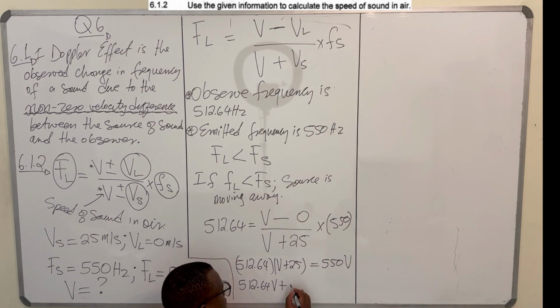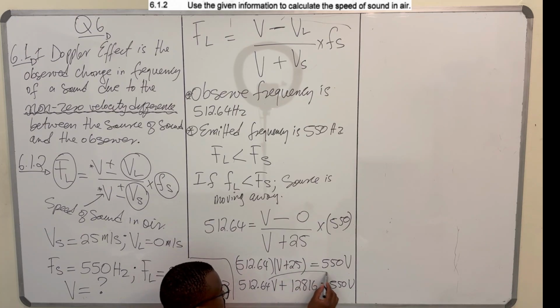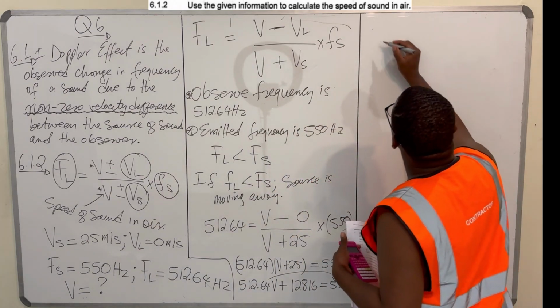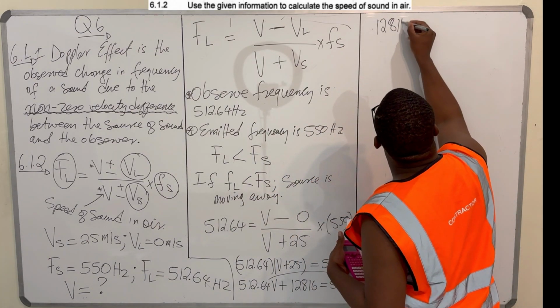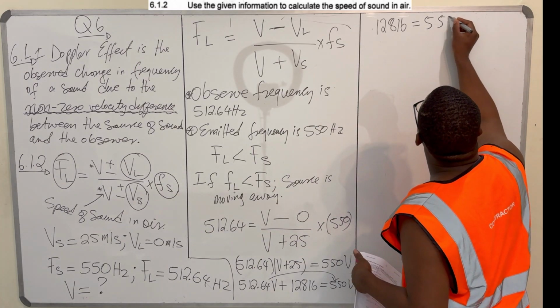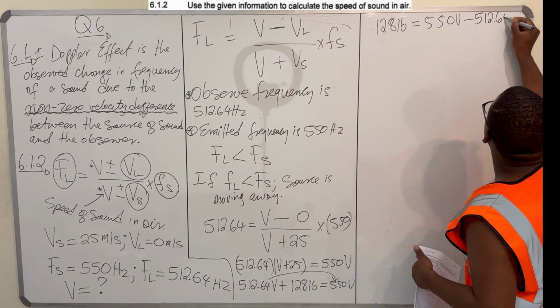So we get 128,000, 12,816 is equal to 550 V. Then you can transpose this to the side. What do you have? On the left hand side, you're left with 12,816 is equal to what? It's equal to 550 V minus 512.64 V.